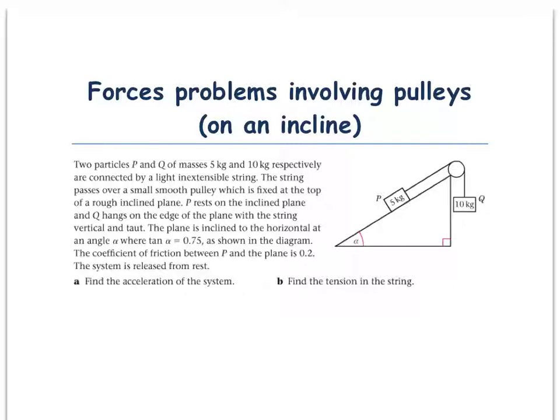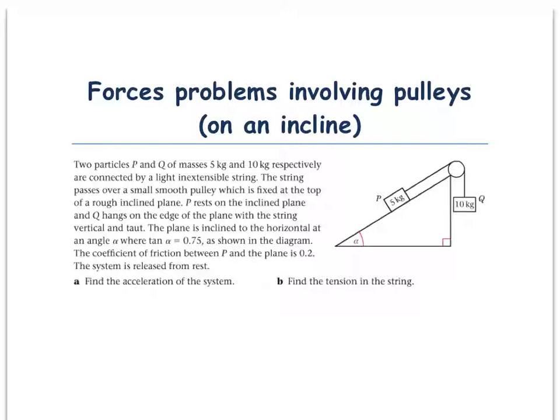So, the first thing to do is to remember that in an exam you're probably going to be given a rough idea of what this diagram looks like. So we have got a rough idea here, but there's a lot of information on that diagram that is missing. For example, we're told that the pulley is smooth, which means there is no friction around the pulley. We're also told that P is on a rough plane, which means we have got to include friction there.